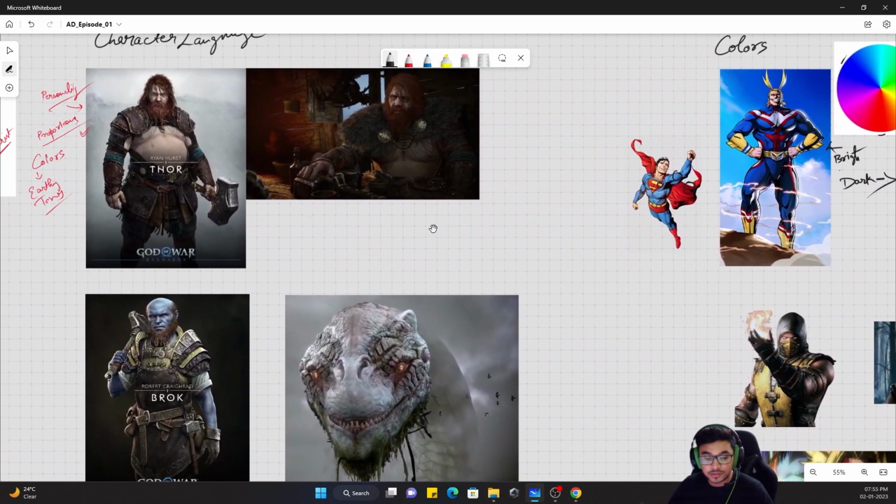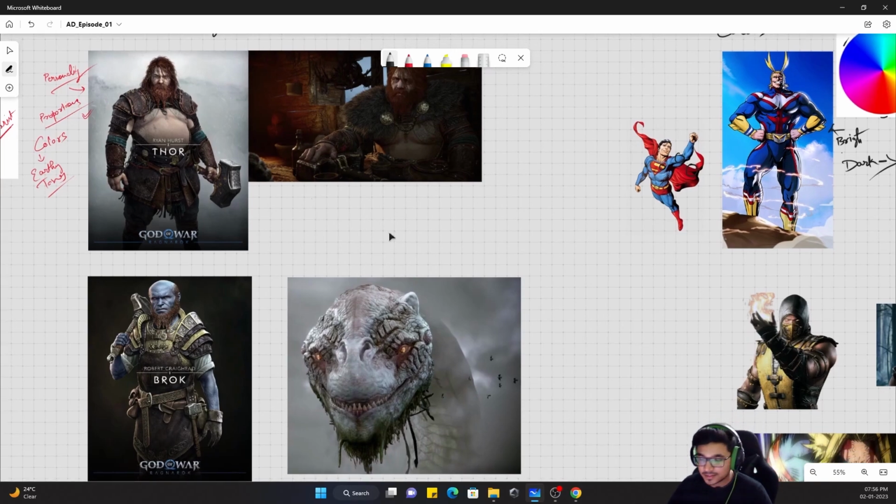And try to play with the shape language. Try to build some strength into the character and give earthy tones if you want to make it more badass. That's the word: badassness.